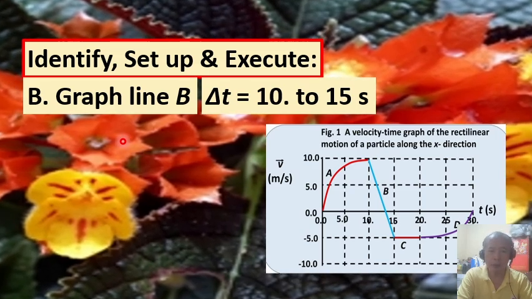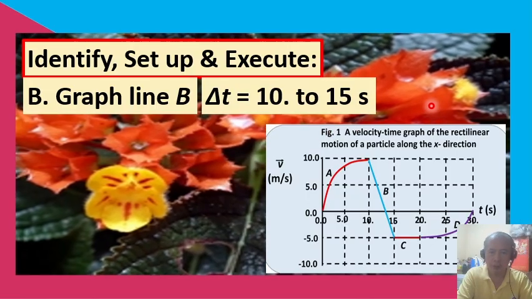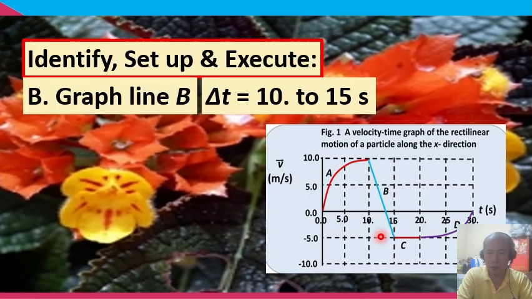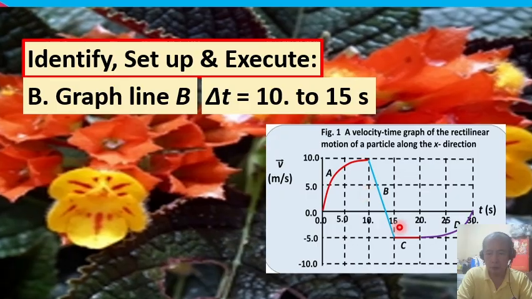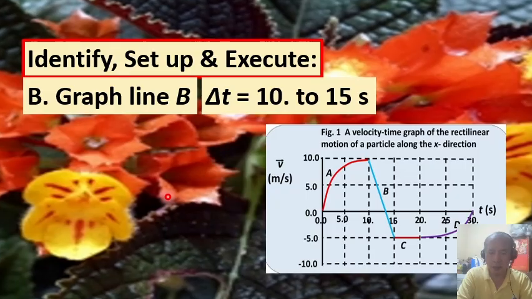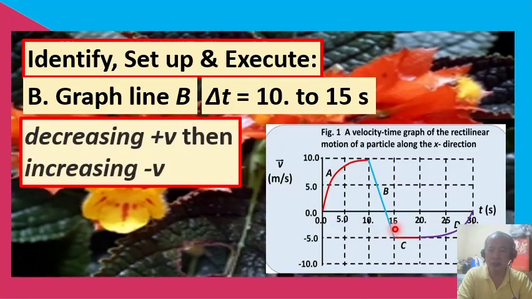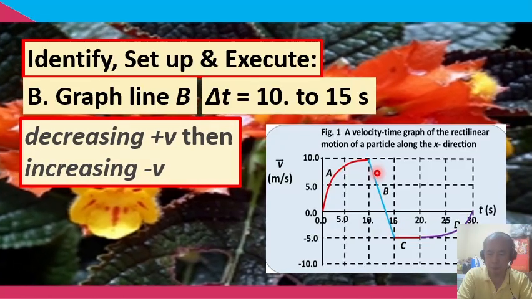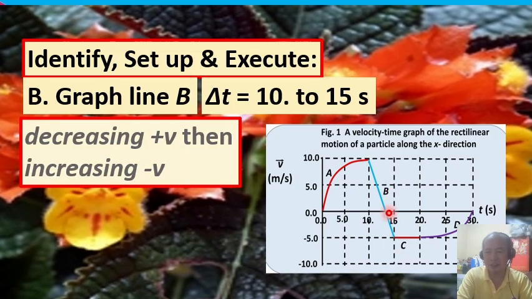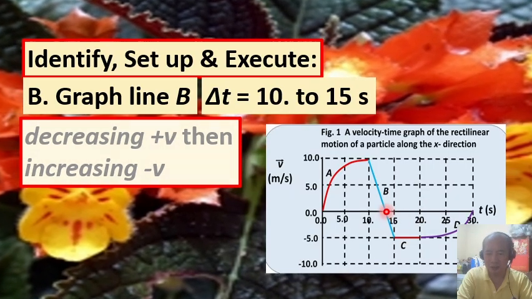In question number 1, option B is considered a correct description of graph line B in this graph. Graph line B covers the time interval 10.0 seconds to 15 seconds. Okay, since the graph line is sloping downward to the right and passes through the time axis at a certain instant, right?